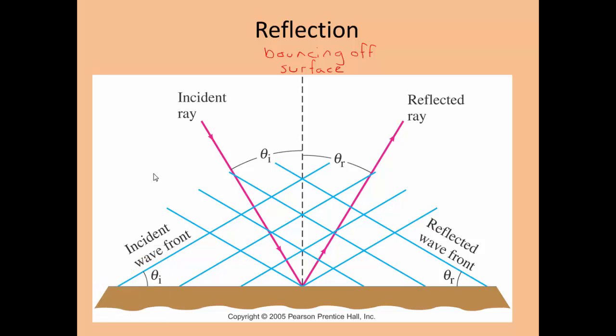When we're talking about reflection, the important thing to realize is if a light wave or any wave comes in to hit a surface at some angle, theta sub i, the incident angle, it is going to reflect off at an angle that is equal to that. So the angle of reflection is equal to the angle of incidence, and that is called the law of reflection.